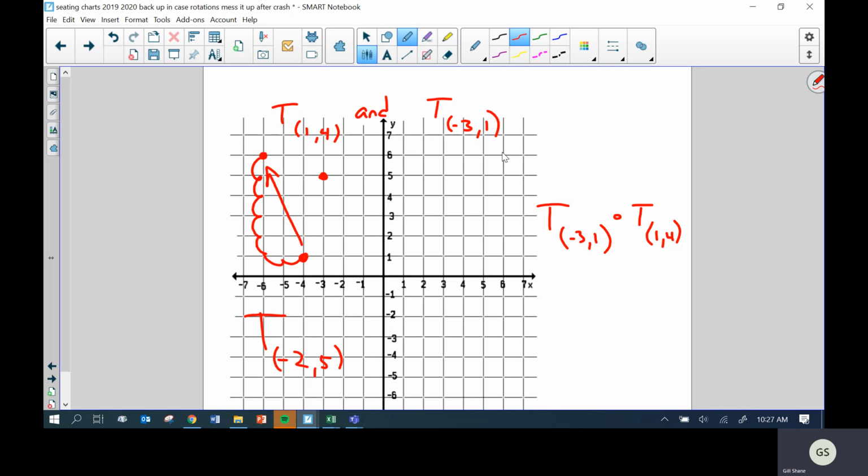Where's the path? I could have just gone to one translation instead of doing a bunch of them in there. No.